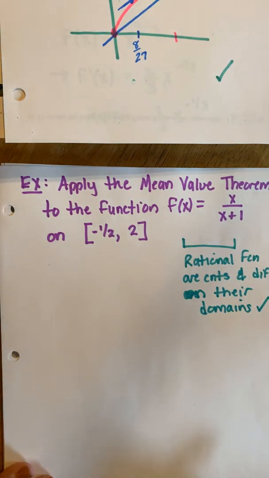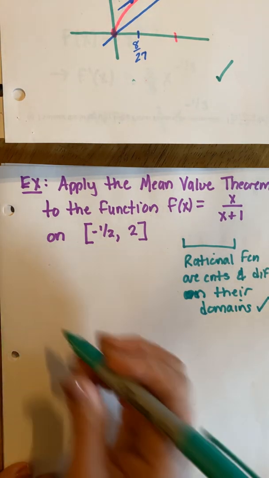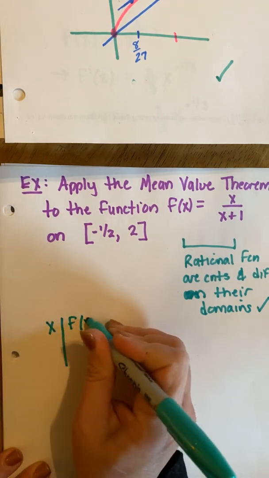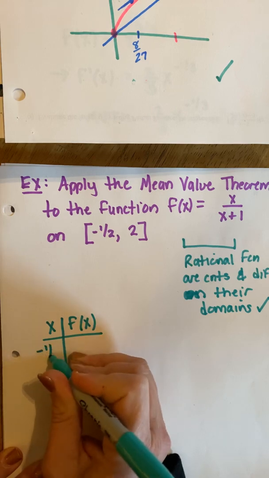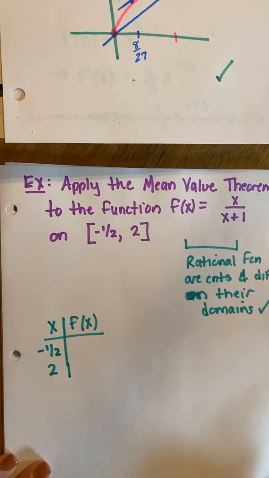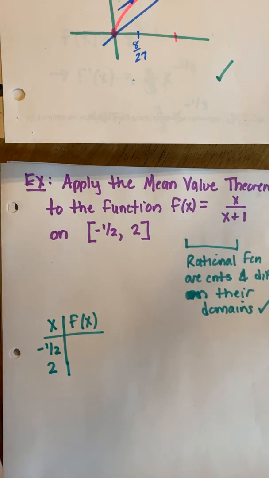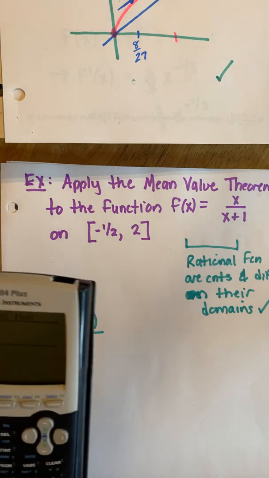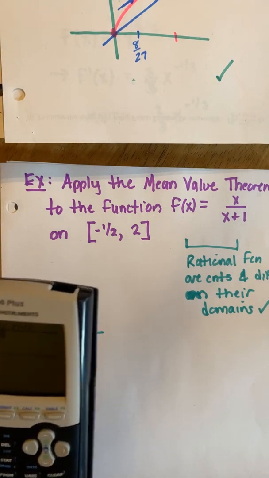So the hypotheses are satisfied. So what we need to do is create our table of values and find the slope of the line connecting the endpoints. Okay, so not as super obvious, and I'm going to actually take my calculator to help me do this work. I'm going to throw this into my calculator. I'm going to clear this, and I'm going to do x divided by x plus 1.